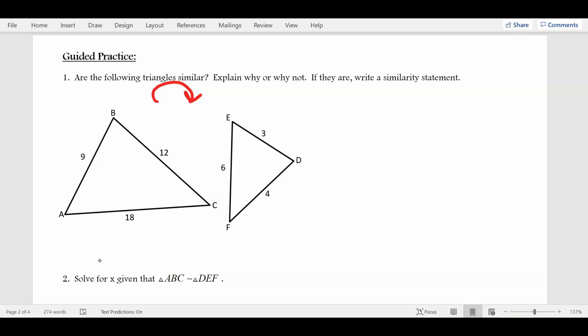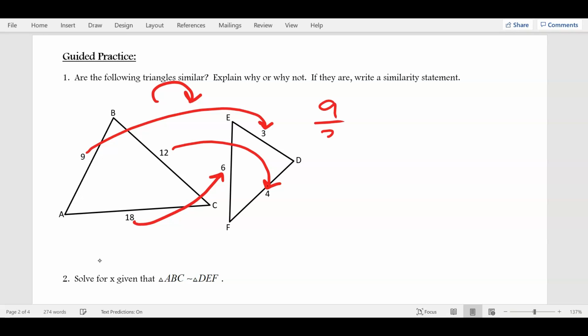12 goes with 4. 18 goes with 6. Again, you kind of got to think, when you rotate it, where does it match up? So all three of those connections are going to be fractions, and then we're going to see if they're all equal or proportional. Sign on to the left. So the first one, 9 and 3, let's make a fraction, 9 over 3. The second one, let's make a fraction, 12 and 4, so 12 over 4. And the last one, 18 to 6, 18 over 6.